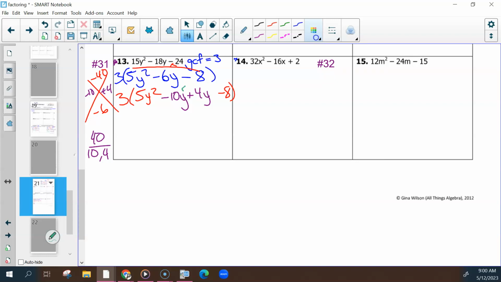Split it down the middle. Keep bringing down your 3. What do those first two have in common? 5y, yes. See if this works here. If we divide out 5y from these two, what's left? 1y minus, not 5, but 2. And then what can we divide out of the last two? Positive 4, which would leave us with y minus 2. So then we keep bringing down that 3. Our outside terms, 5y plus 4. And then our inside, y minus 2.